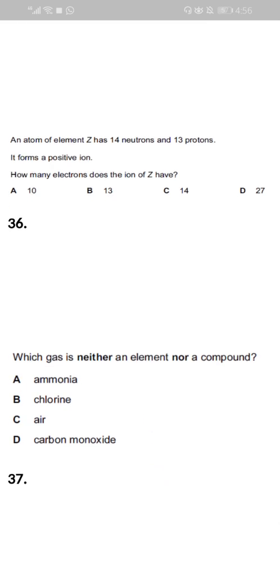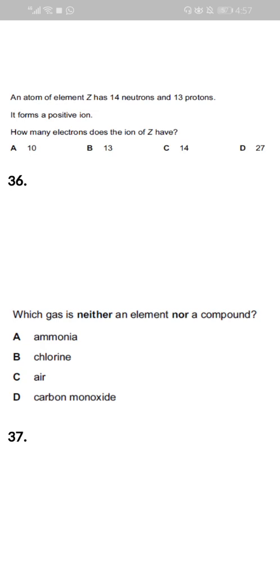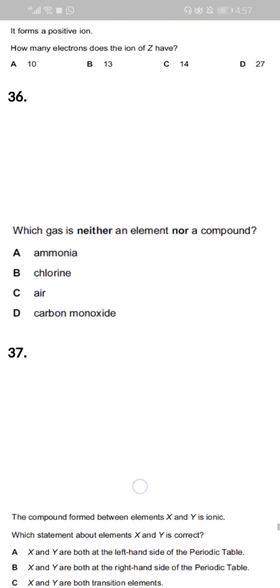36. Which gas is neither an element nor a compound? So it's very simple. Air. Air is neither an element nor a compound. We can say it's a gas, but it's a mixture of gases.